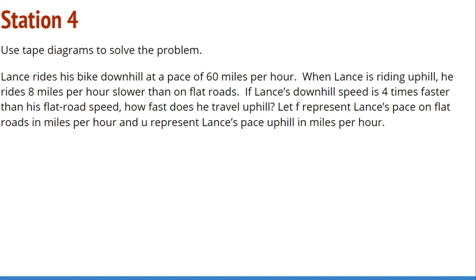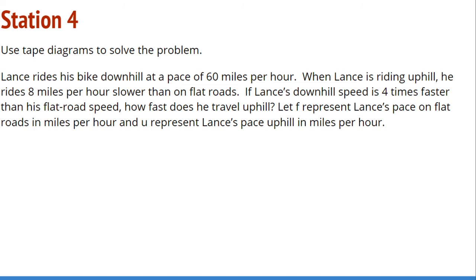Okay, Lance rides his bike downhill at a pace of 60 miles per hour. When Lance is riding uphill, he rides 8 miles per hour slower than on flat roads. If Lance's downhill speed is 4 times faster than his flat road speed, how fast does he travel uphill?